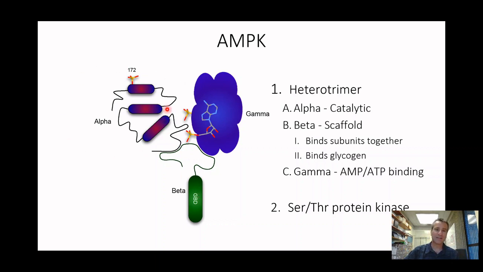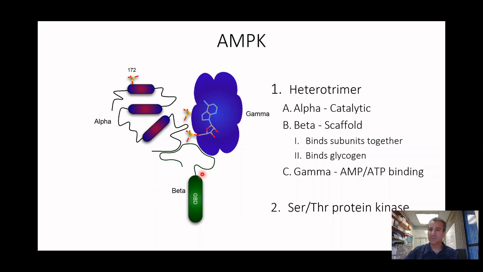The first component is the alpha component. That's got the catalytic activity. That's where the phosphorylation events are mediated. So the enzyme activity is in the alpha subunit. Everything else is going to be regulatory. The alpha subunit also has this phosphorylation site at 172, and that's going to regulate the activity of the kinase, and the kinase activity again is in the alpha subunit.